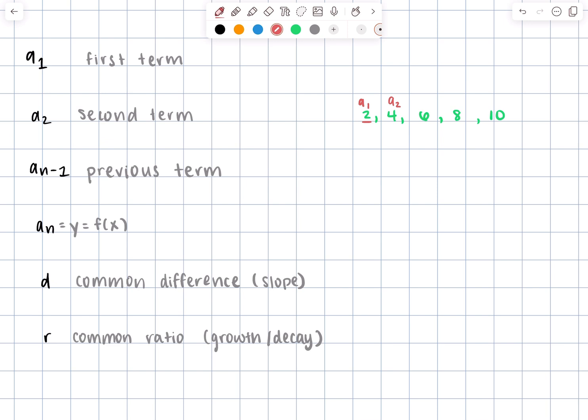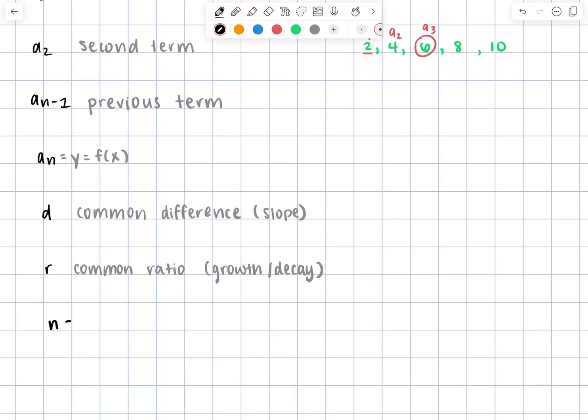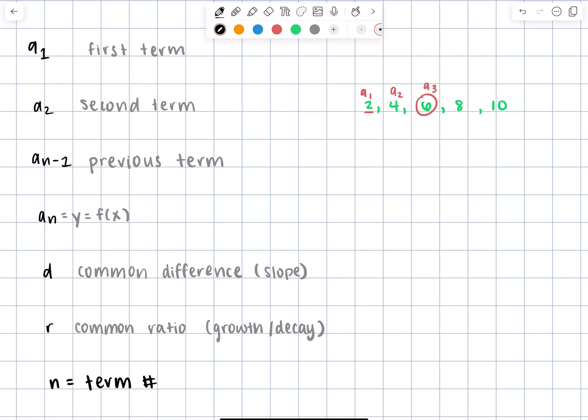The previous term, so if I'm looking at 6, my previous term, a sub n minus 1, would be 4. So if this is a sub 3, so I take 3, which is my n value. So n is just your term number. So take my third term, 3, a sub n minus 1, so a sub 3 minus 1, that gives me a sub 2, and a sub 2 is 4. So we're talking about the previous term.